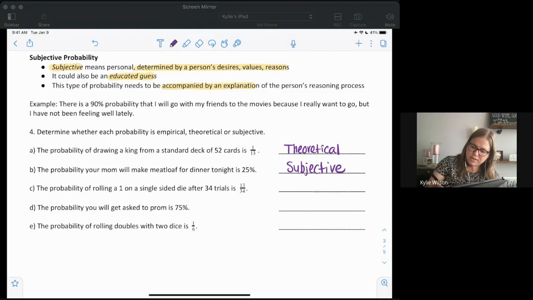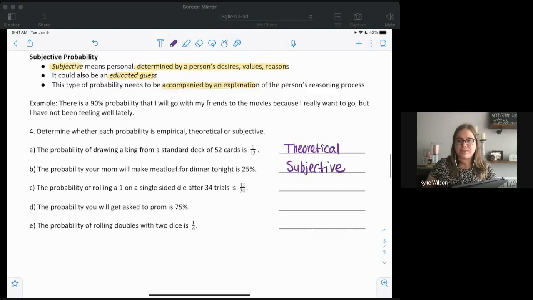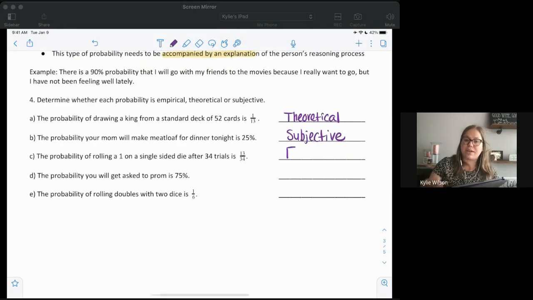There we go. And then our probability of rolling a 1 on a single-sided die after 34 trials is 13/34. So in this case, we did 34 trials. So that idea of trials tells us that it is empirical.